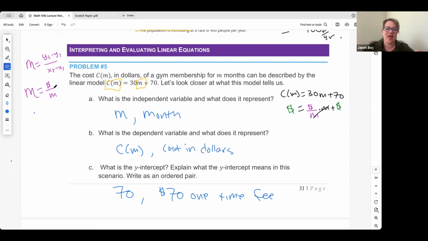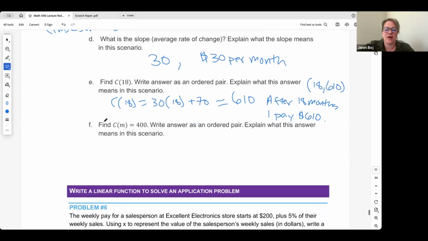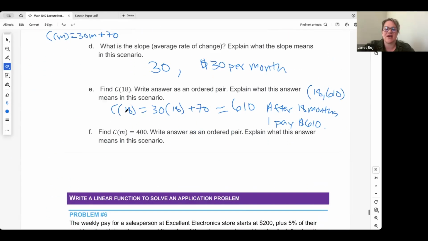Find that slope. Then you know your two units of the slope. You know the independent variable m, the dependent variable money. And then you can describe what's happening. What does this mean? It means after 18 months, I will pay $610 to the gym.